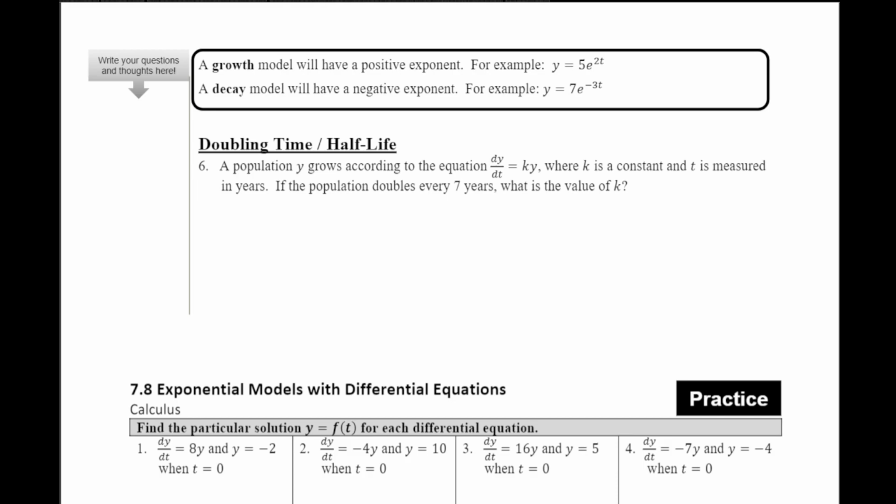So a growth model will have a positive exponent, so y equals 5e to the positive 2t. A decay model will have a negative in the exponent. Let's try this problem right here. A population y grows according to the equation dy/dt is equal to ky, where k is a constant and t is measured in years. If the population doubles every 7 years, what is the value of k? Start off with our general equation, y equals ce to the kt.